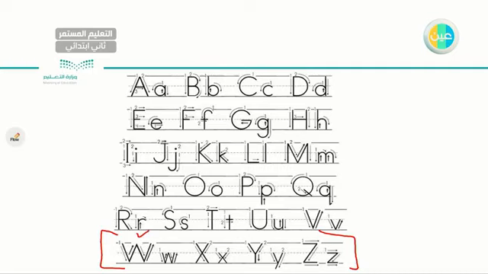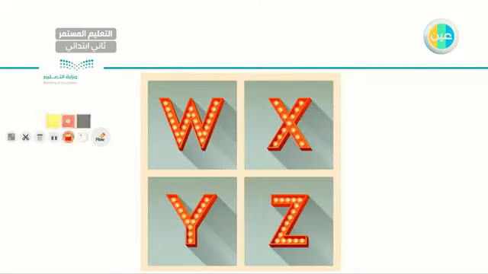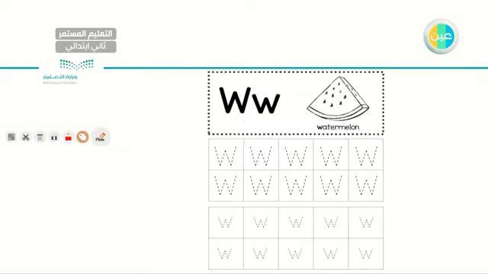So let's take them one letter at a time. W, X, Y, and Z. Okay, let's go to the next slide. So these are the 4 letters we are taking today. These are the last 4 letters in the English alphabet, starting from W, X, Y, and Z. Very good. W, X, Y, and Z. Let's go to the next slide. Now, we learn how to say the letters. Now, let's learn how to write the letters.